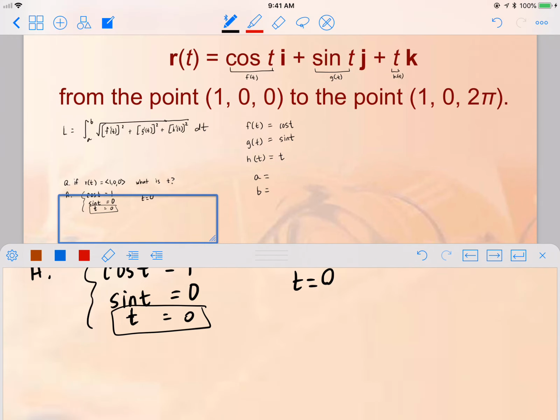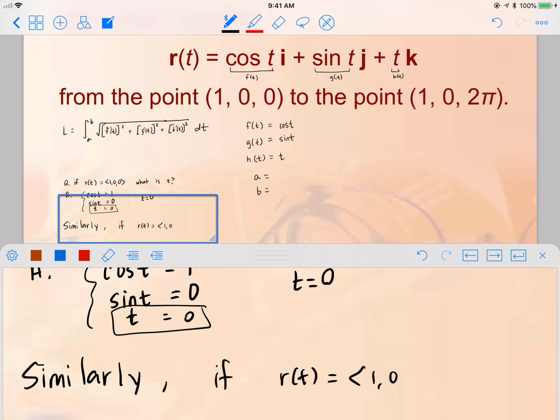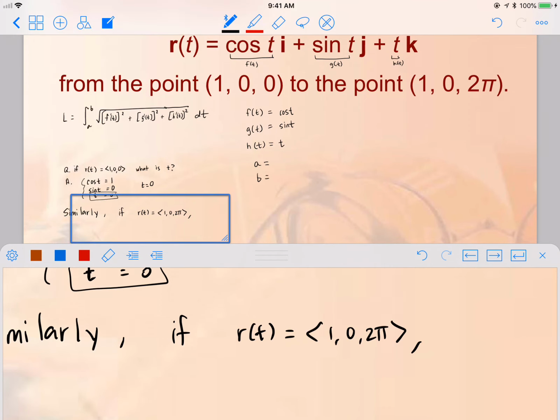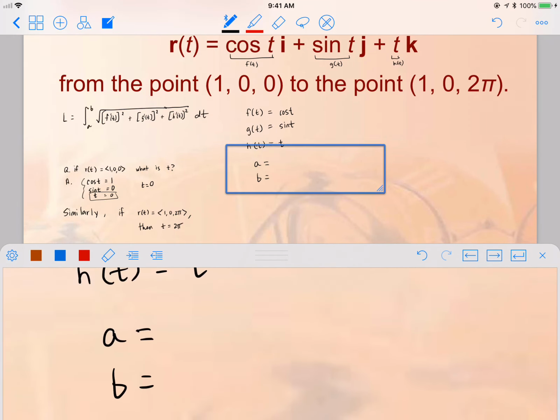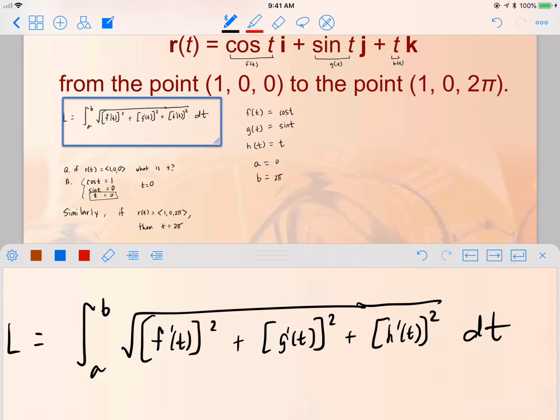And now similarly, if r of t equals (1, 0, 2π), then t is equal to 2π. Okay, so a is 0 and b is 2π. So now for our formula, we said a is 0 and b is 2π. So we'll put 0, 2π.